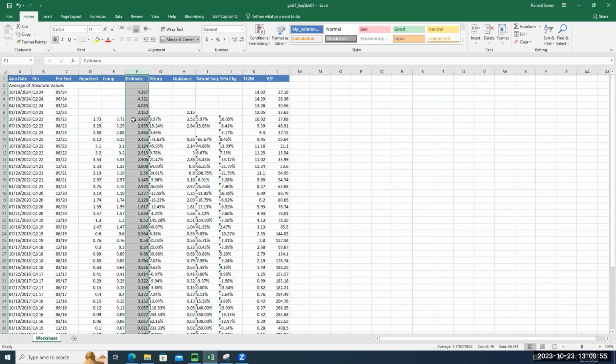Column F is the estimate. So you can see they beat by 6.97%. I'm going to take the current quarter and all the way back to the prior year. You're going to see the prior year's quarter is important because we want to compare this quarter to the same quarter last year. Because of seasonality, we can't compare this quarter to last quarter because it fluctuates quite a bit because of holidays and other activities.